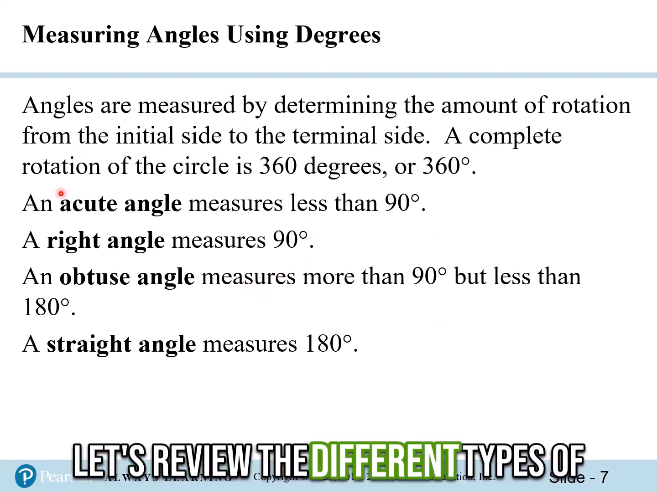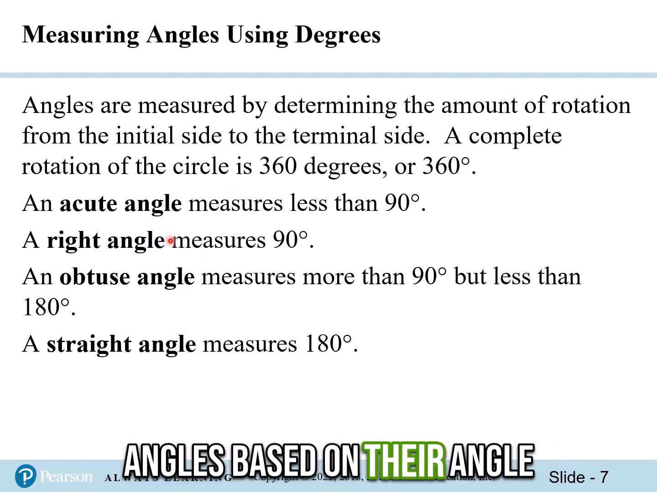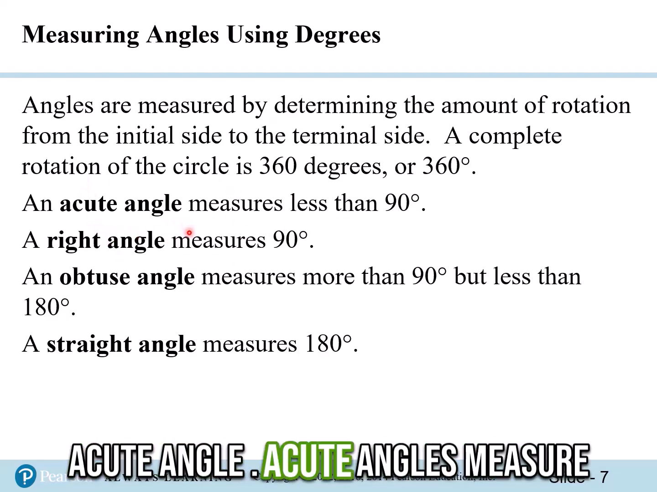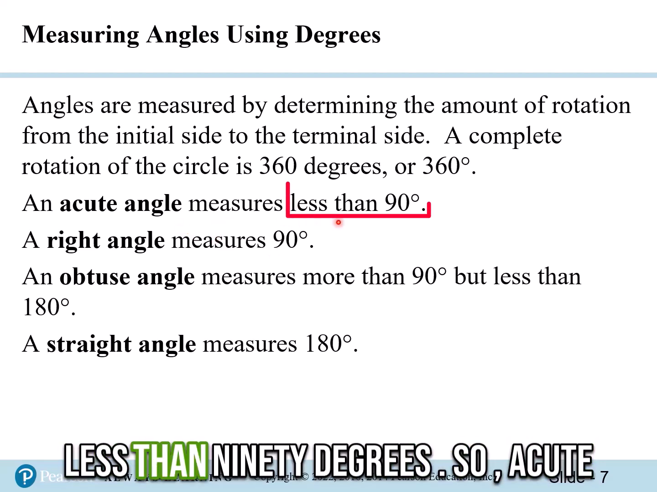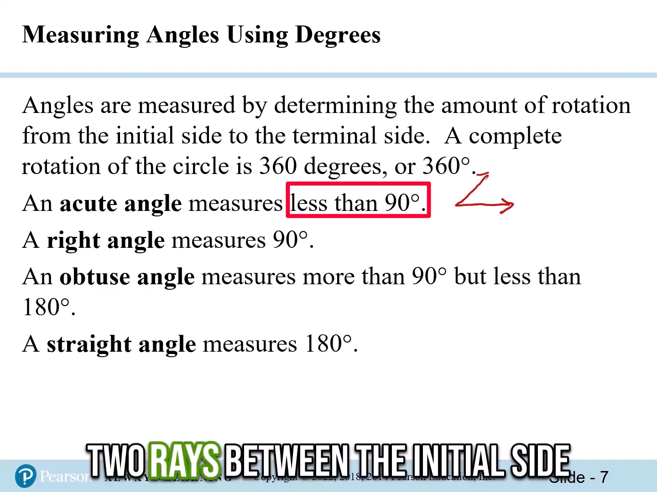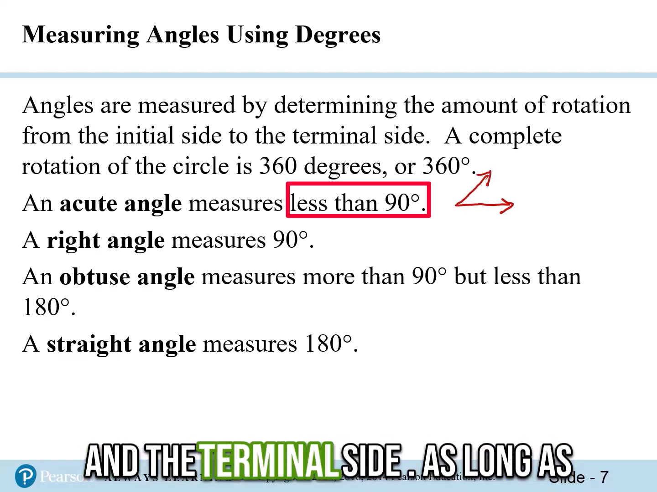Let's review the different types of angles based on their angle measures. The first kind is the acute angle. Acute angles measure less than 90 degrees. So acute angles are rather narrow angles between the two rays, between the initial side and the terminal side.